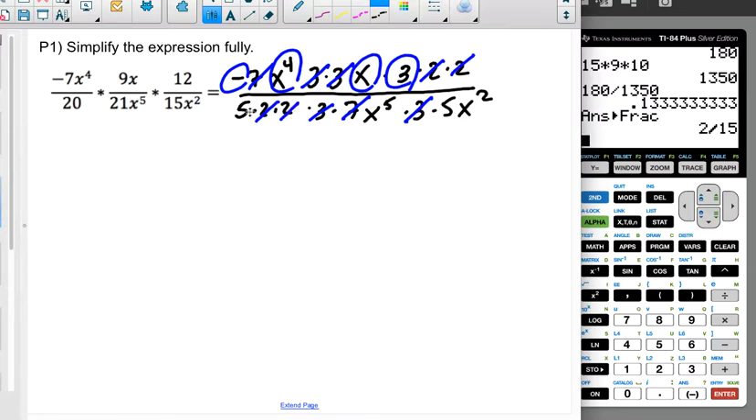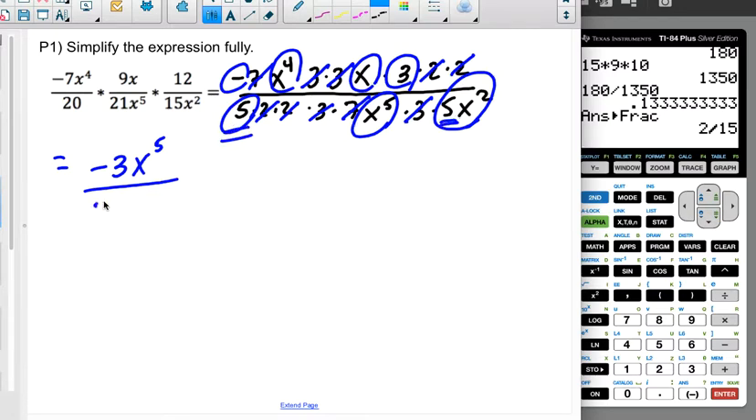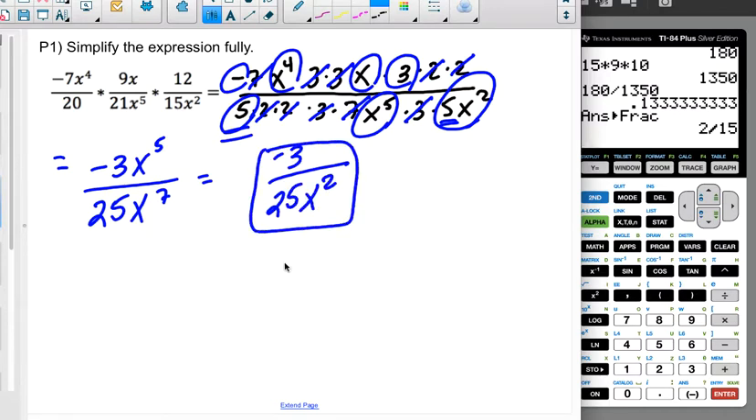And so it seems to me that if I go through and circle the stuff that I'm left with, it looks like I end up with a negative 3 x to the 5th on the top. And on the bottom, I have a 5 and another 5 and then an x to the 7th. So 25 x to the 7th. So it looks like I get a negative 3 over a 25, and the bottom gets the x squared because x to the 7th is bigger than x to the 5th.